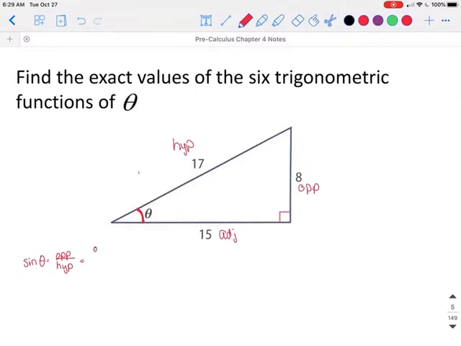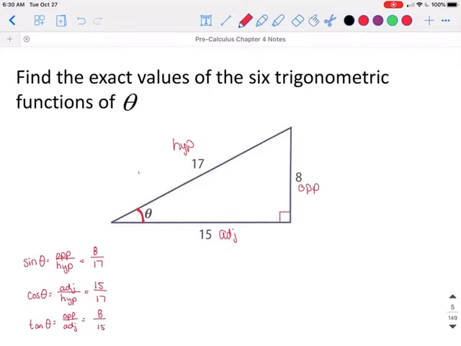Now we know that the sine of theta is equal to opposite over hypotenuse. Our opposite side is 8, our hypotenuse is 17. As long as we don't have any radicals in the denominator, we can leave our fraction in this form. If you want to reduce your fraction, if it is reducible, that is acceptable as well. We know that cosine of theta is adjacent over hypotenuse. Our adjacent side is 15, our hypotenuse is 17. And tangent of theta is opposite over adjacent. Our opposite side is 8, our adjacent side is 15.